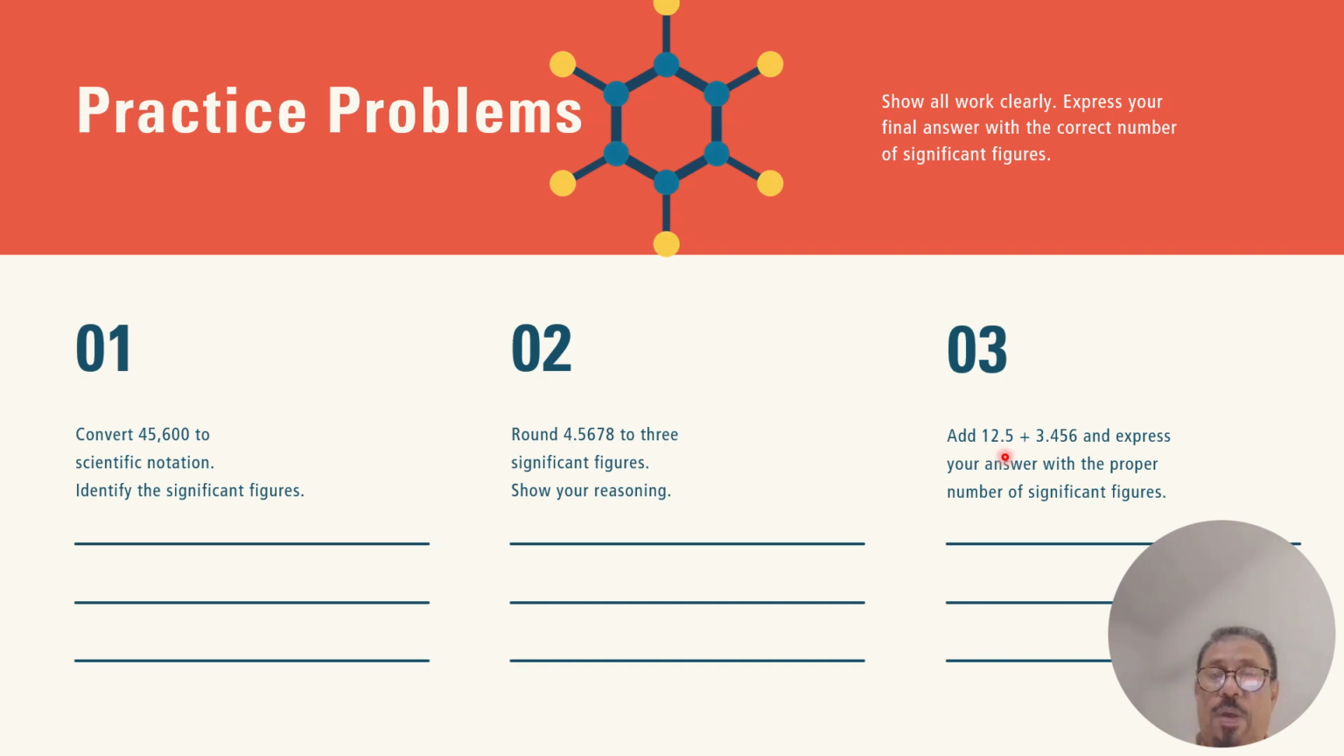Now you're going to add these numbers. So 12.5 and 3.456. You're going to add them together. But remember, the final answer has to have one digit after the decimal point, because always the least number of digits wins.